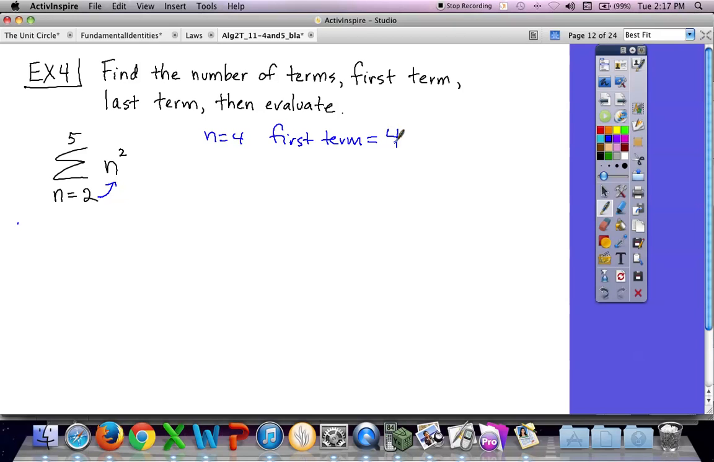And how do I find the last term? I'm going to plug in the 5. Again, most of the time, if I did a sum of 4 terms, I expected the last term to be A4. But this time it's not. It's actually going to be A5, because I'm plugging in 5 for n. And what will we get when we do that? 5 squared, 25. Last term.